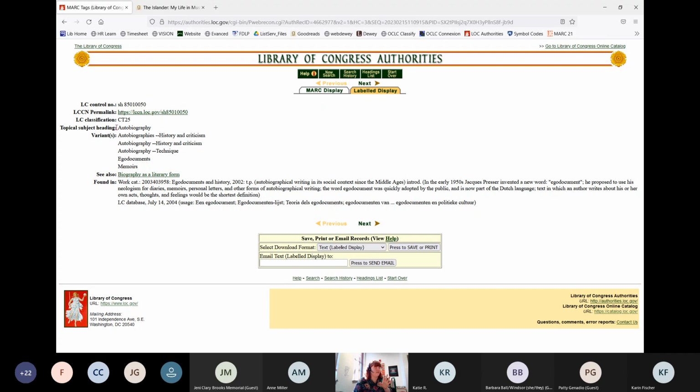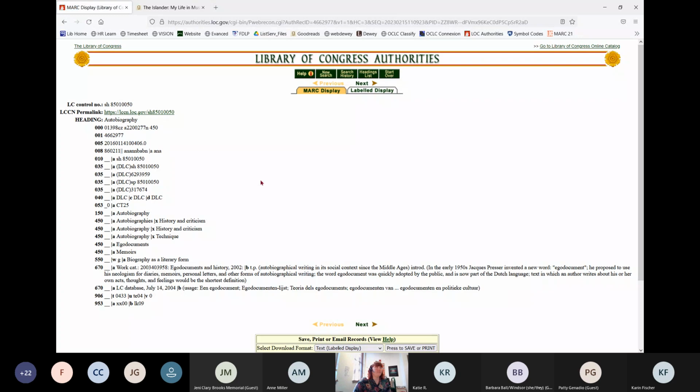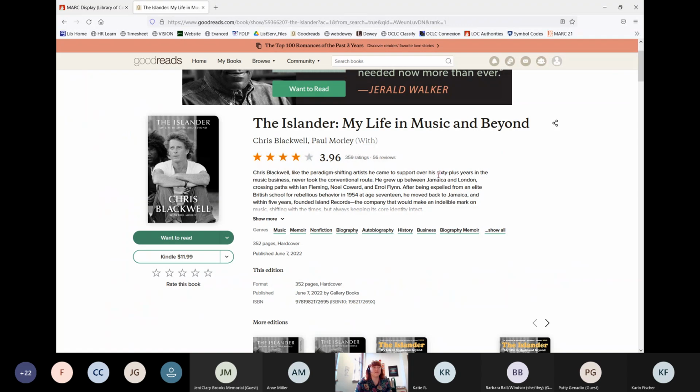So if you look at the MARC display in 100 or in 150 in this case, this is where it's showing you how it should appear. And it'll show you the related terms down here, history and criticism of autobiographies. So once again, because we're talking about 650 fields, it's the subject, what the material is addressing, which, in this case, The Islander is probably not going to be actually addressing autobiographies. So that was a misstep in my search, really.